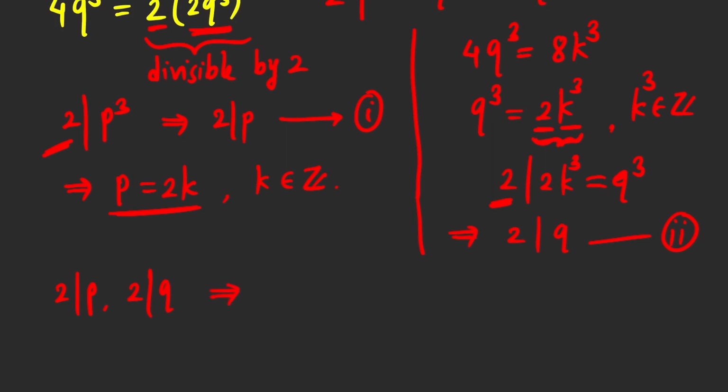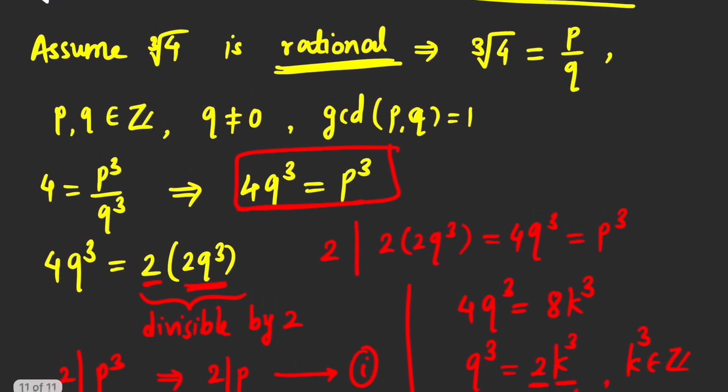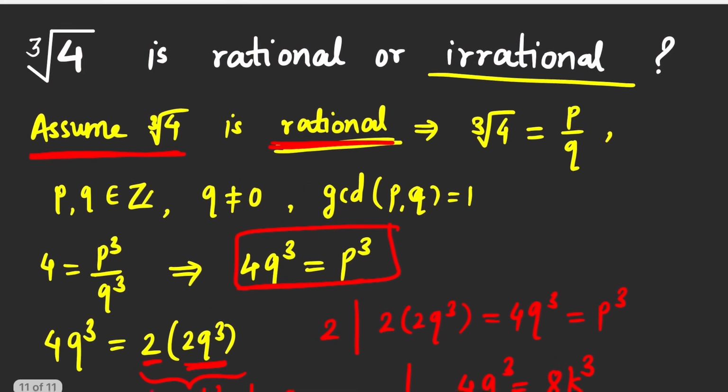That means GCD of p and q is greater than or equal to 2, since 2 is a common factor of p and q both. Therefore this is a contradiction to the fact that GCD of p and q is equal to 1. And therefore our assumption that cube root 4 is rational is wrong, and therefore cube root 4 is an irrational number, hence the proof.